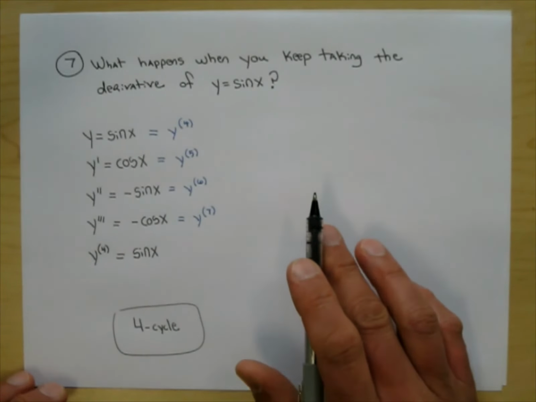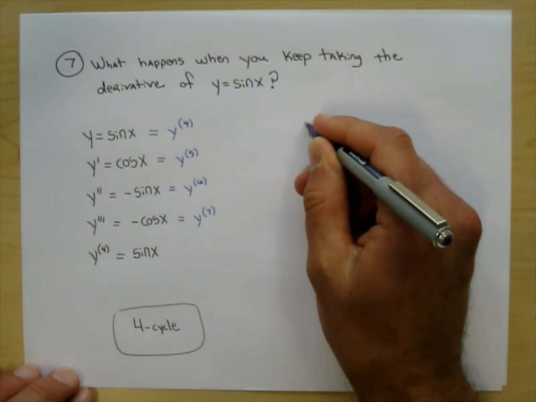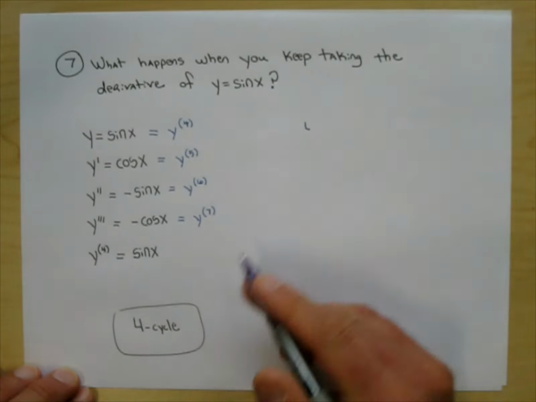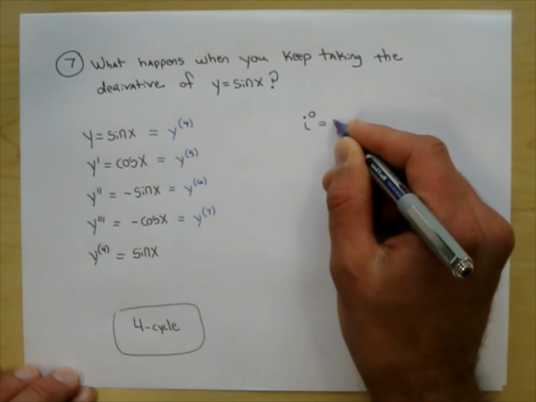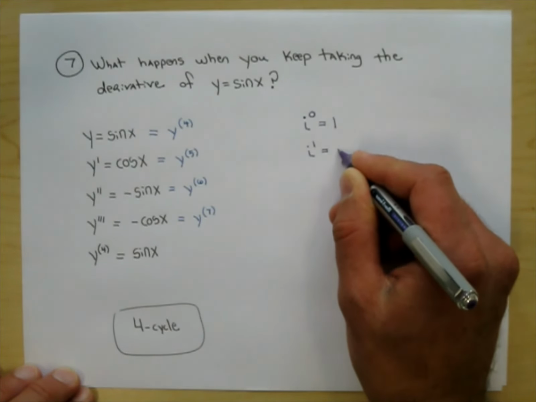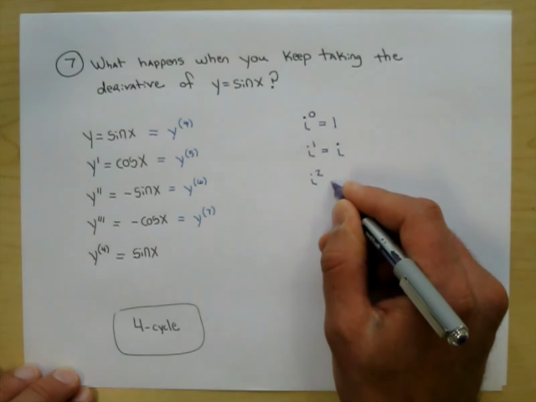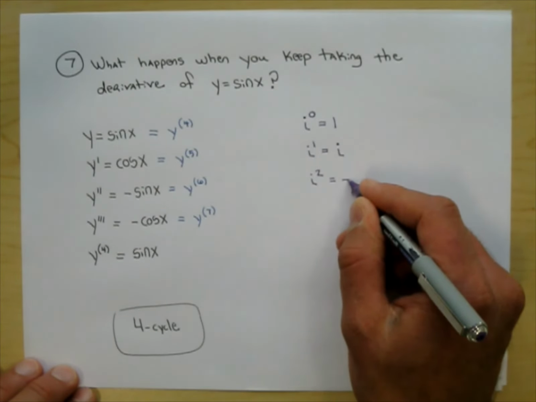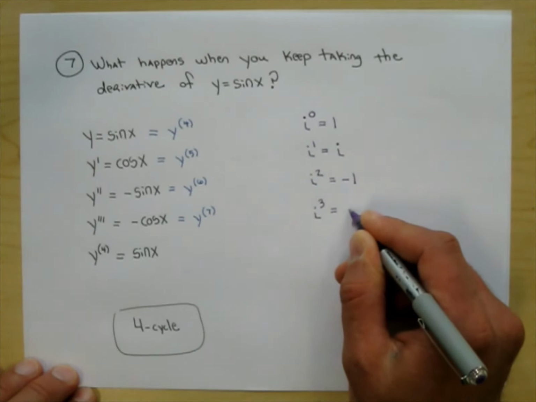Now, the question is, have you seen something like this before in your math life? And the answer is yes. You don't have to write this down. Where have you seen a 4 cycle? Powers of i. i to the 0 is 1. i to the 1 is i, the square root of negative 1. i squared is negative 1. i cubed is negative i.